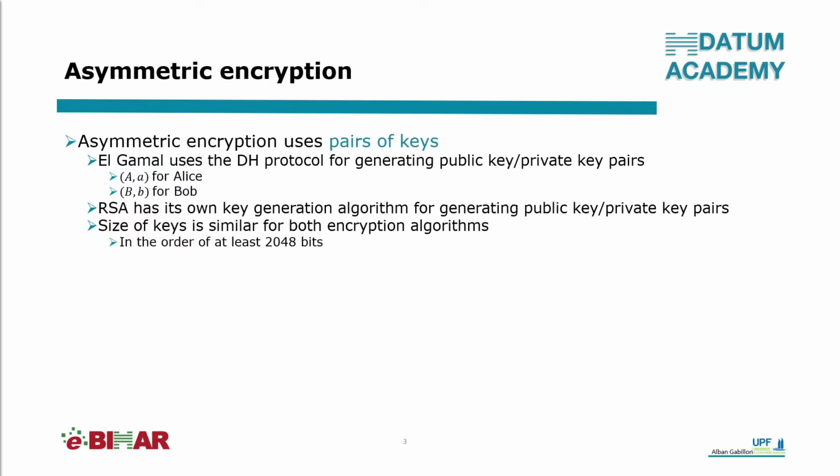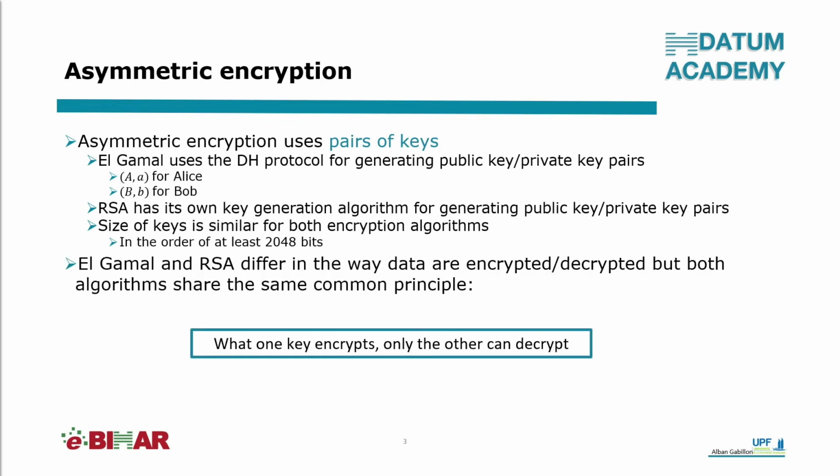Asymmetric encryption, whether it is RSA or ElGamal, uses pair of keys. ElGamal uses the Diffie-Hellman protocol for generating public key-private key pairs. RSA has its own key generation algorithm for generating public key-private key pairs. Size of keys is similar for both ciphers, in the order of at least 2048 bits. ElGamal and RSA differ in the way data are encrypted and decrypted, but both algorithms share the same common principle: what one key encrypts, only the other can decrypt.